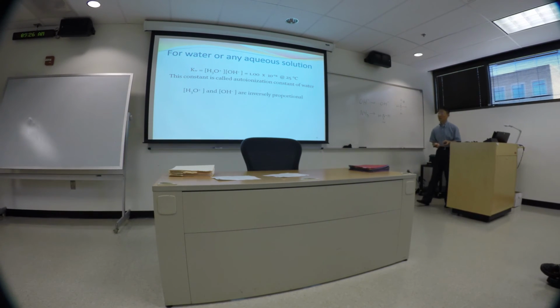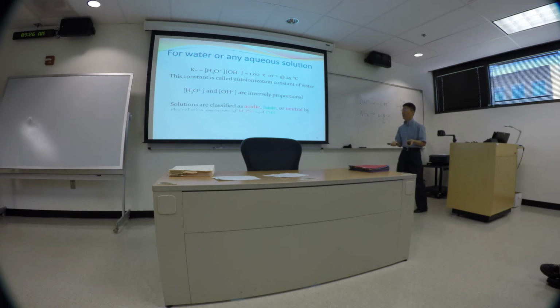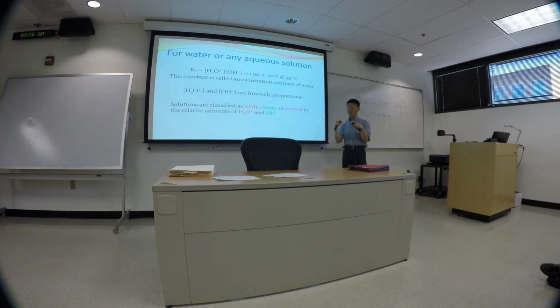Okay. So in this case, hydrogen ion concentration or hydronium ion concentration and hydroxide ion concentration are inversely proportional to one another. One is lower, the other is higher. The product ends up with a constant there. Okay. Now, solutions are classified based on the concentration. Water solutions are classified based on the concentration of hydronium ion and hydroxide ion.